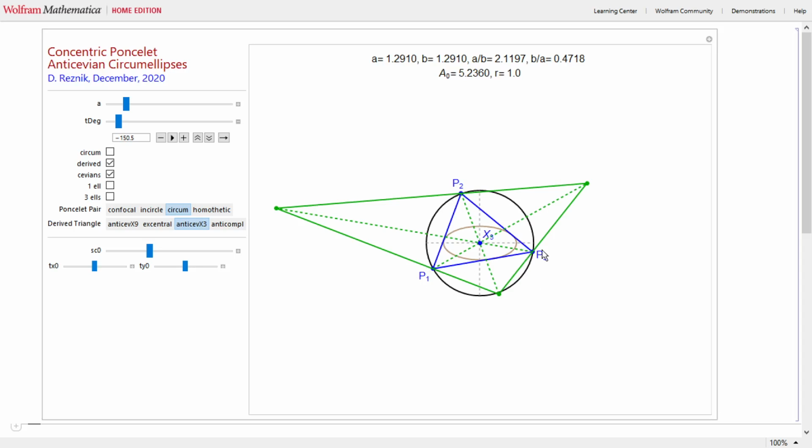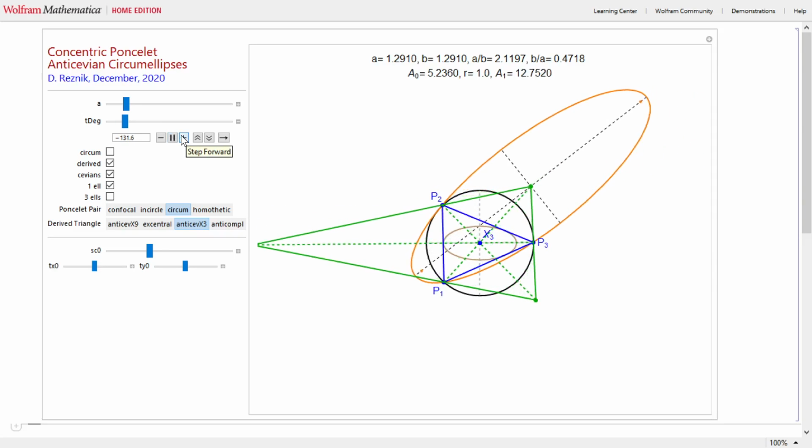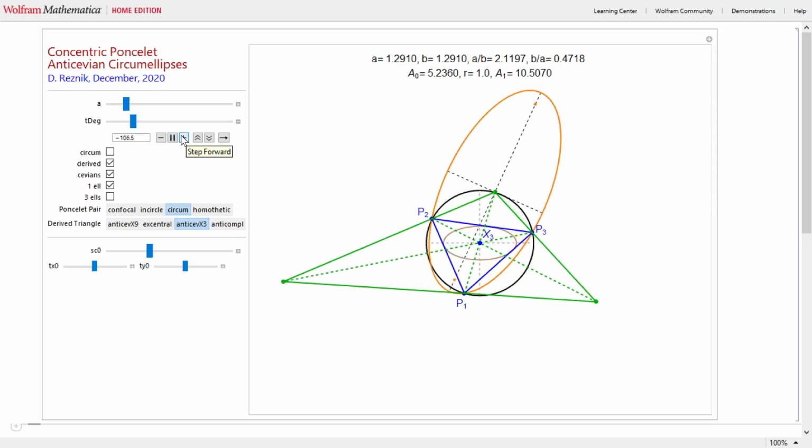So the green triangle, which doesn't have a formal name, is the anticevian of the blue triangle with respect to the point that is stationary, the circumcenter. Now let's draw one of the circumellipses, centered on one of the vertices of this anticevian triangle. There it is. Now let's watch its motion. Its area is variable.